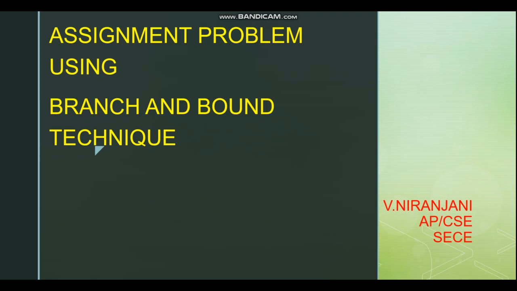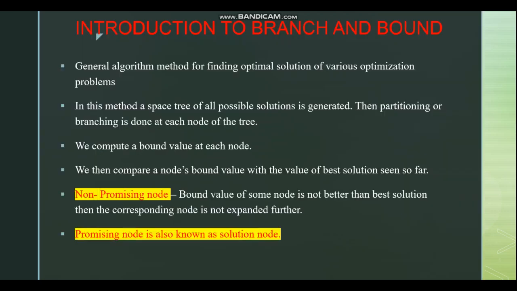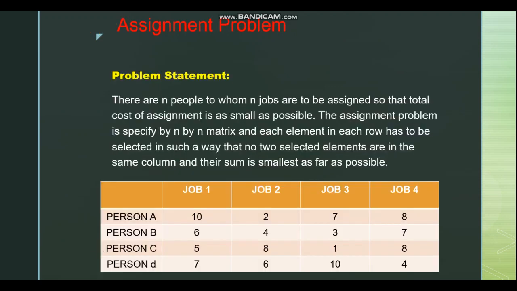Now let's move to an assignment problem. We can see how to solve an assignment problem by using a branch and bound technique. This clearly explains what is meant by a non-promising node and what is meant by a promising node. Now, the problem statement for the assignment problem.